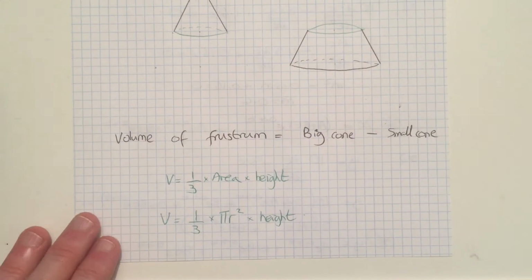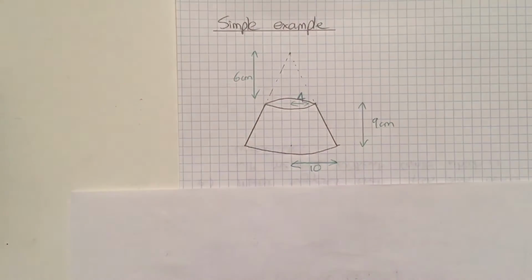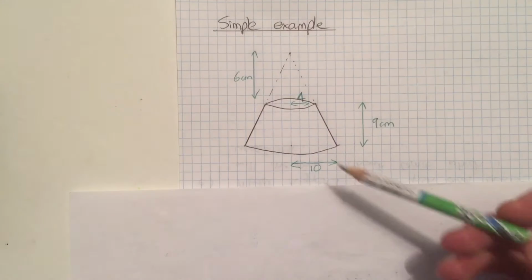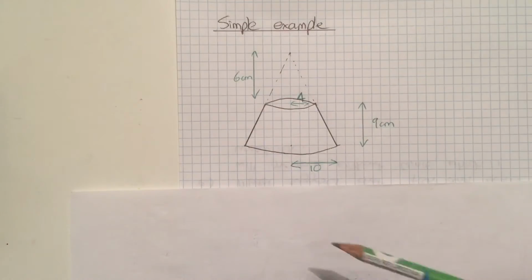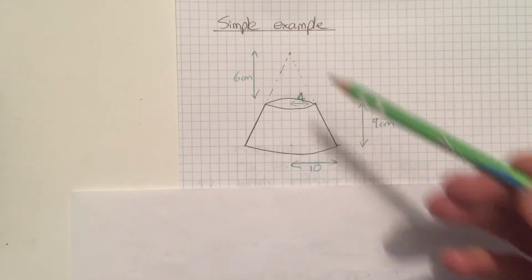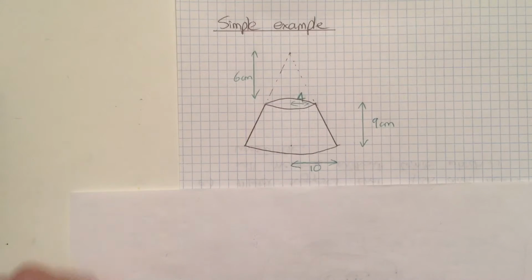So let's have a look at an example of this. So I want to work out the volume of this frustum here. So I'm going to work out the volume of the big cone. Then I'm going to work out the volume of the small cone, and then I'm going to take them away.